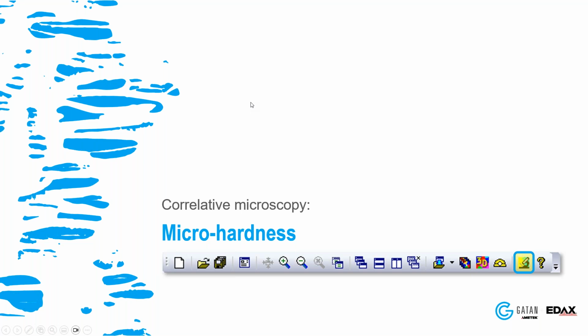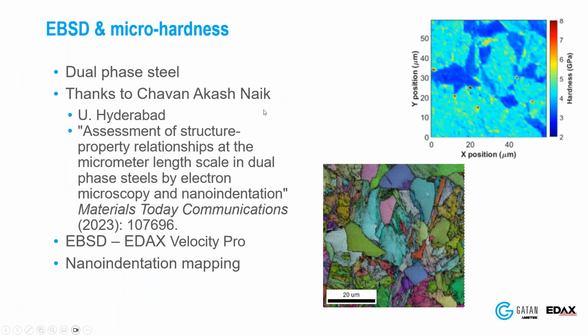So that's another example. Now we want to look at micro-hardness. This data came to me thanks to Chava Nakash Naik at the University of Hyderabad, where it's a fairly new paper correlating EBSD with micro-hardness results, and it's in a dual phase steel. The data was collected using an EDAX. The EBSD data was collected in an EDAX Velocity Pro, and the micro-hardness data was done using nano indentation mapping.